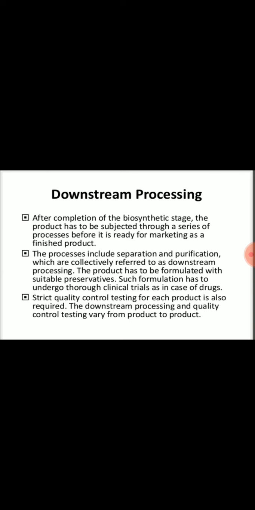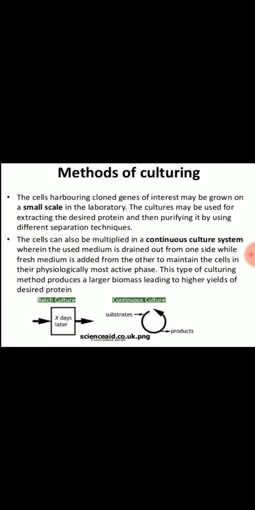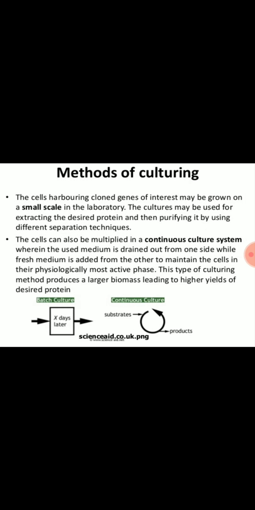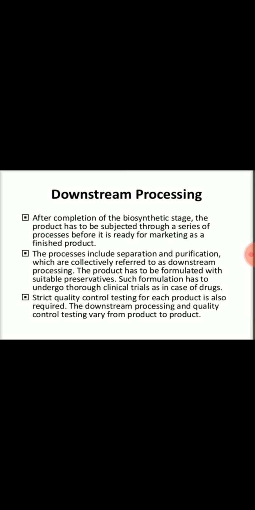Downstream processing means what? Separation and purification of your product. Okay, so in this process you have produced a higher concentration of the human insulin protein. So you have to go downstream. Downstream means what? You have to separate it from that medium and you have to purify that human insulin for the marketing purpose. Okay, so this process includes, as I told you, separation and purification, which are collectively referred to as downstream processing.